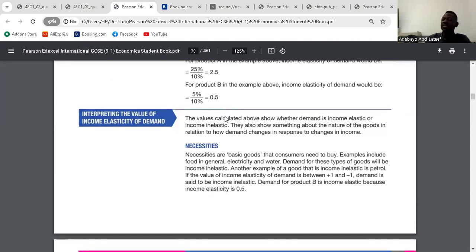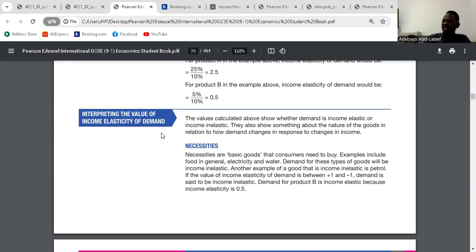Interpreting the value of income elasticity of demand. So we have income elastic or income inelastic demand. Let's go to necessities immediately. For necessities, we are talking about basic goods. Necessities are basic goods that consumers need to buy. Examples include food in general, electricity and water. Demand for this type of goods will be income inelastic. Another example of a good that is inelastic is petrol. If the value of income elasticity of demand is between 1 and -1, demand is said to be income inelastic.